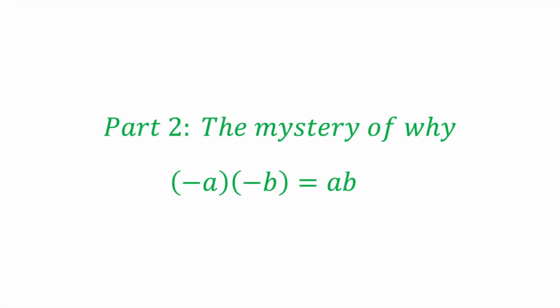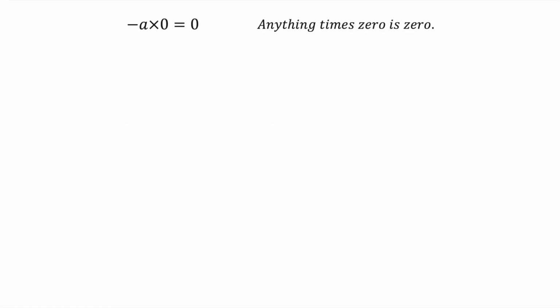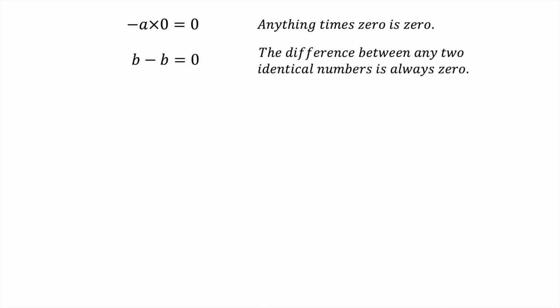Part 2. The mystery of why negative A times negative B equals A times B. Just as in Part 1, we are going to use some very simple algebraic rules. The first rule is negative A times 0 equals 0. That is, anything times 0 equals 0. We will call this equation 1. The second rule is B minus B equals 0. That is, any number minus the same number is always 0. We will call this equation 2.